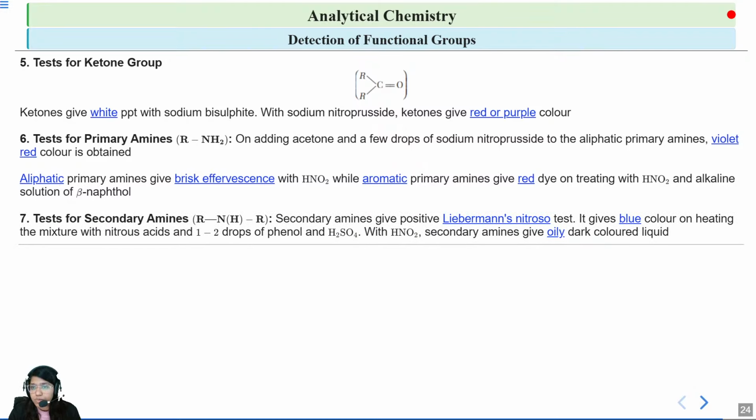Next we have secondary amines, which have the structure RNHR. They give a positive Liebermann's nitroso test. When these secondary amines are heated with nitrous acid, 1-2 drops of phenol and sulfuric acid, they produce a blue color. Additionally, when secondary amines react with nitrous acid alone, they form N-nitrosamine, which appears as a yellow, oily, dark colored liquid. So this is how we can detect the presence of the secondary amine group.